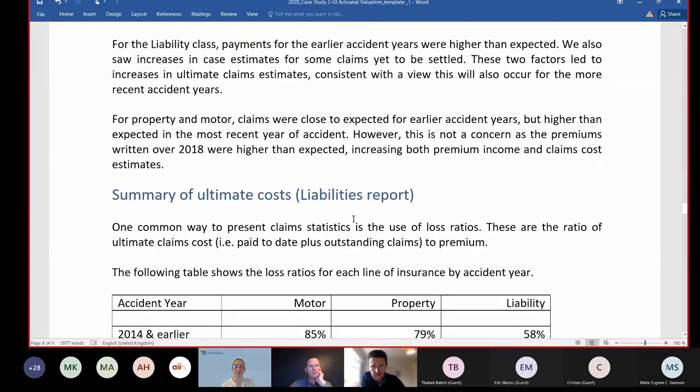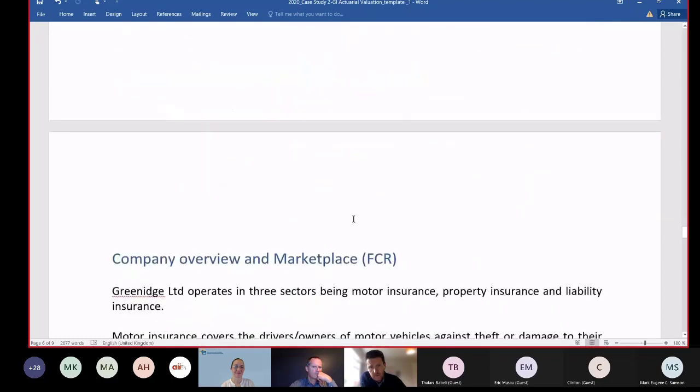Right, yeah, so you see that paragraph there where it talks about motor, excuse me. The claims are close to expected for the earlier accident years, but higher than expected for the most recent year. That's 119, 117%. But then the actuary says, however, this is not a concern, as the premiums written in 2018 were higher than expected, increasing both premium income and claims costs. So on the surface, that seems that, okay, your payments are higher than expected, but your premium is higher. But if you go a little bit lower down, look at the loss ratio for 2018.